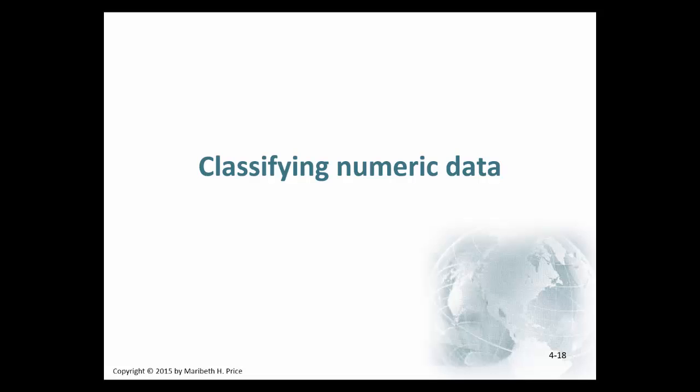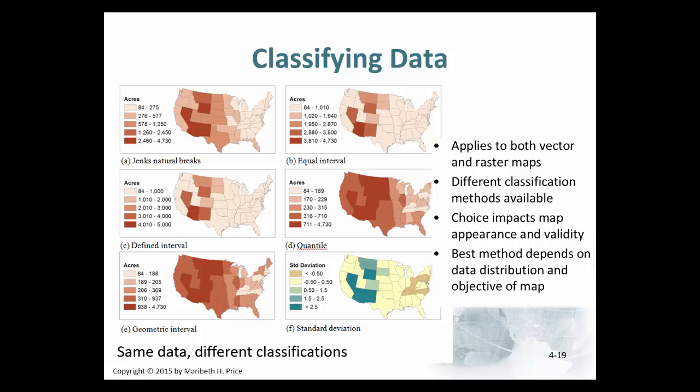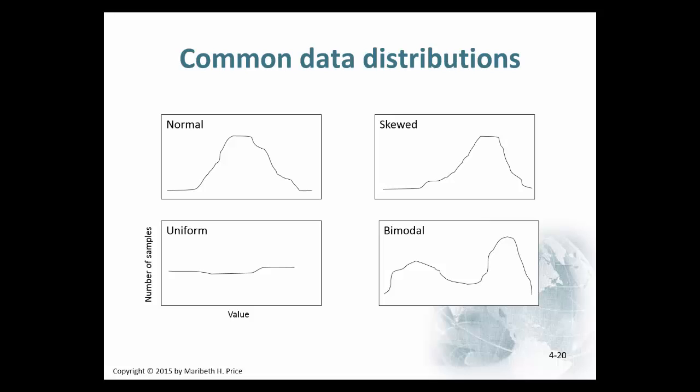There are different classification methods available. This slide demonstrates the variety of ways the same data can be presented based on a classification method. Jenks, or natural breaks, is the default classification method used by ArcMap. If you continue to work in a GIS career, your job will be to determine which classification method best fits your data distribution and objectives.